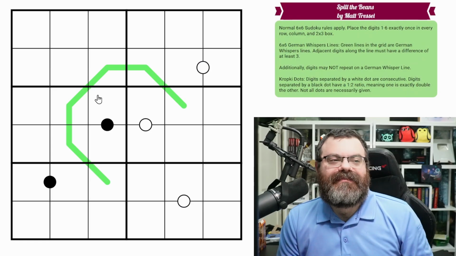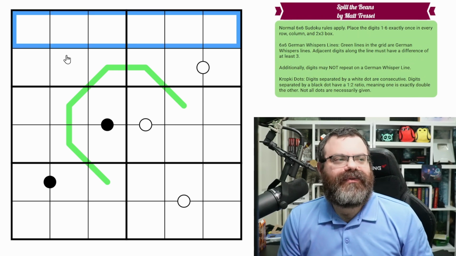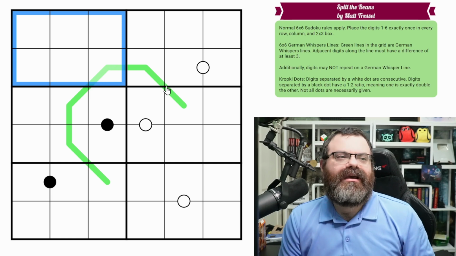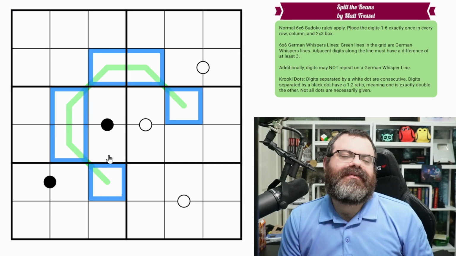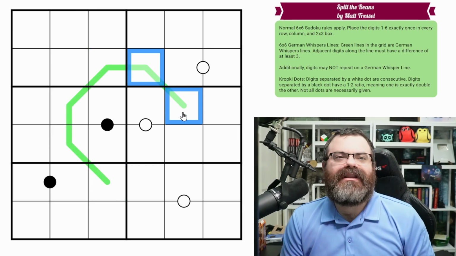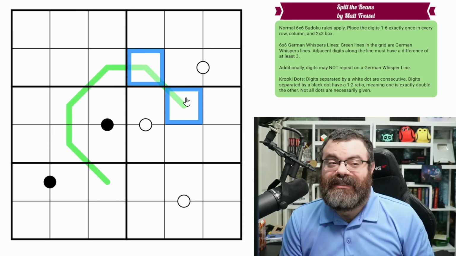So we have normal 6x6 Sudoku rules, meaning in each row, each column, and each 2x3 box, we are placing the digits 1 to 6 exactly once each. We also have this green line in the grid. It's a German whisper line. What that means is that adjacent digits on the line have to have a difference of at least 3.